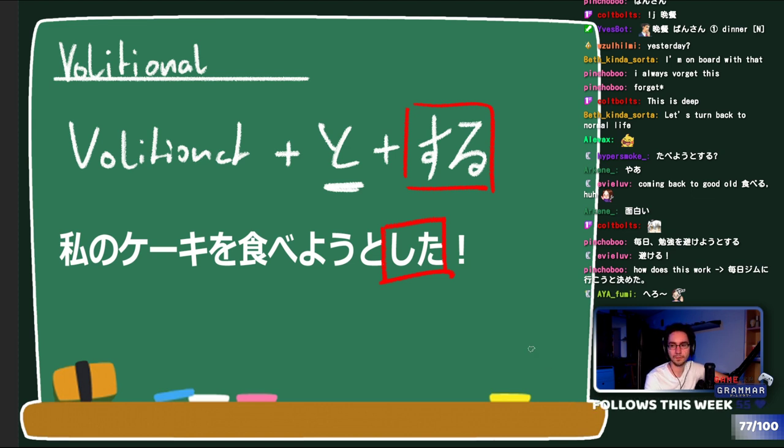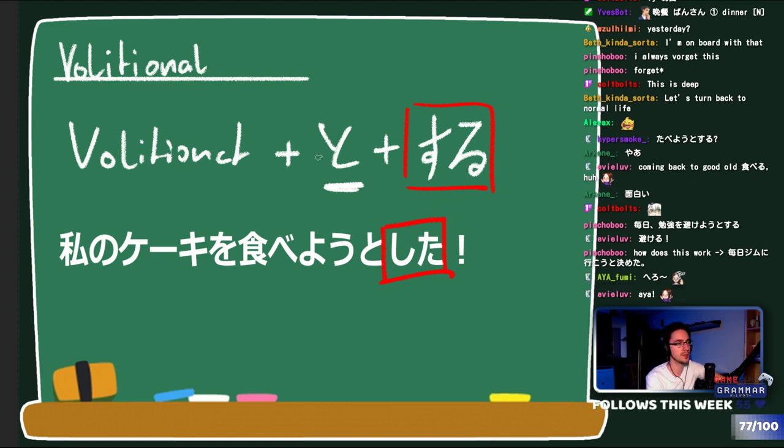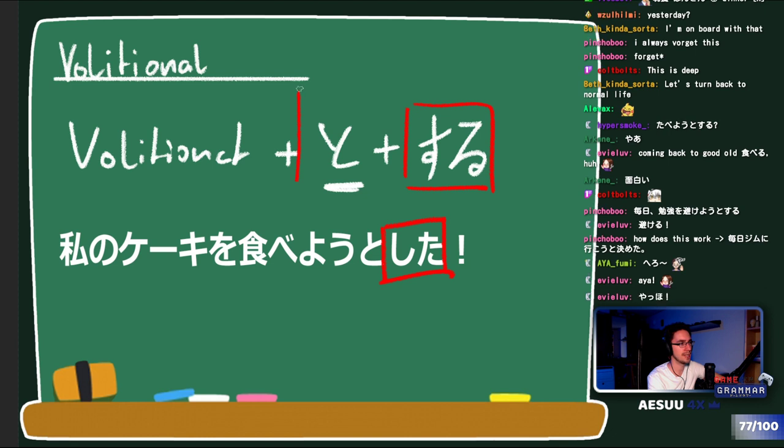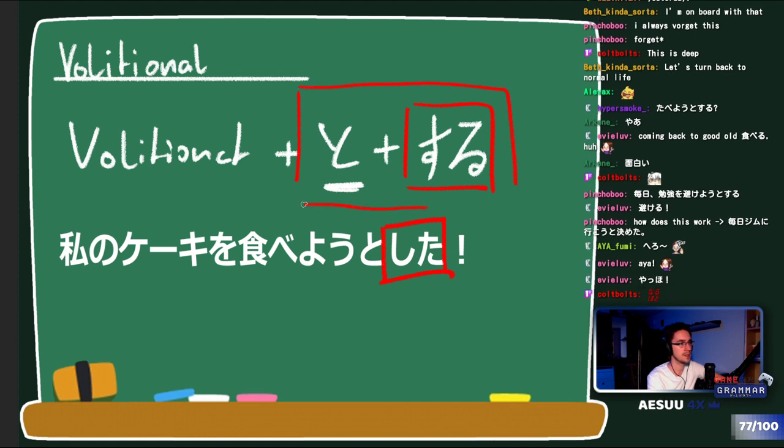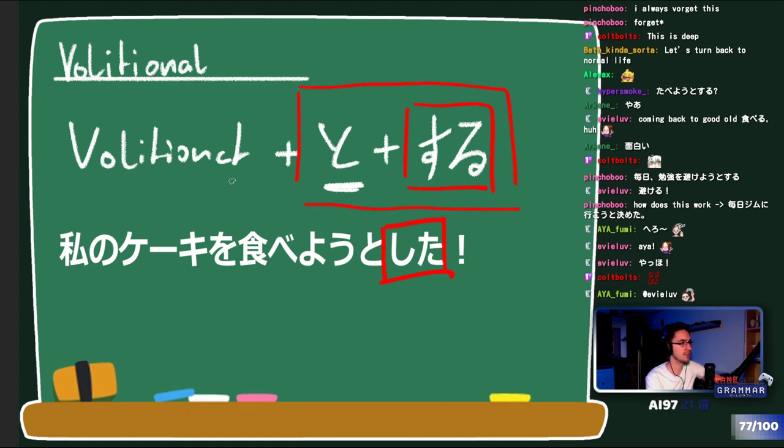So, yeah, similar usage with tosuru. But I would suggest that for this, you just learn it as a unit. So you just think of volitional plus tosuru as meaning someone's about to do something or they're trying to do something. It's like about to happen. It's about to go down. Kind of like that, right?